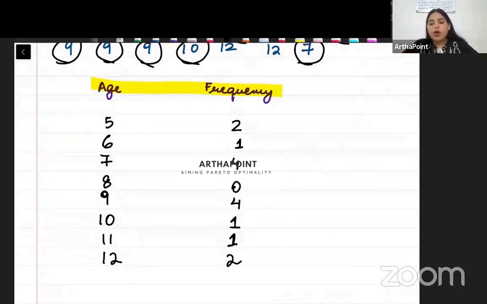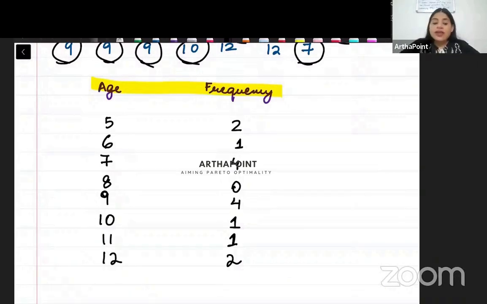So I have gone ahead and I have mapped age to frequency, right? When I do that, that is called a frequency table. Is this clear? So a frequency table is very easy to make. You just have an age mapped to frequency.